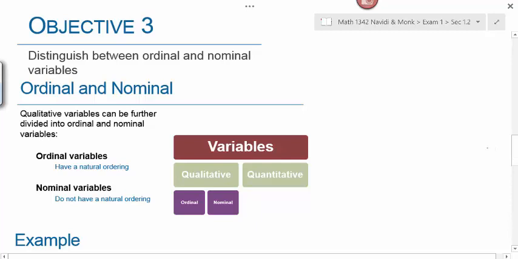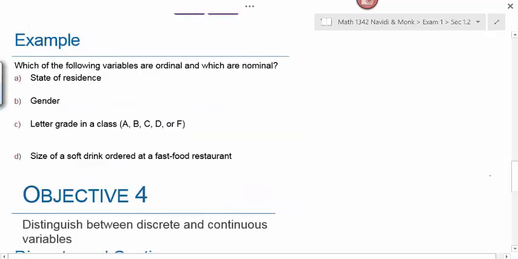Objective 3 is to distinguish between ordinal and nominal variables. Qualitative variables can be further classified as either ordinal or nominal. Ordinal variables have some sort of a natural ordering scheme associated with them. Nominal variables do not. They're just typically names of categories. For example, which of the following variables are ordinal and which are nominal?